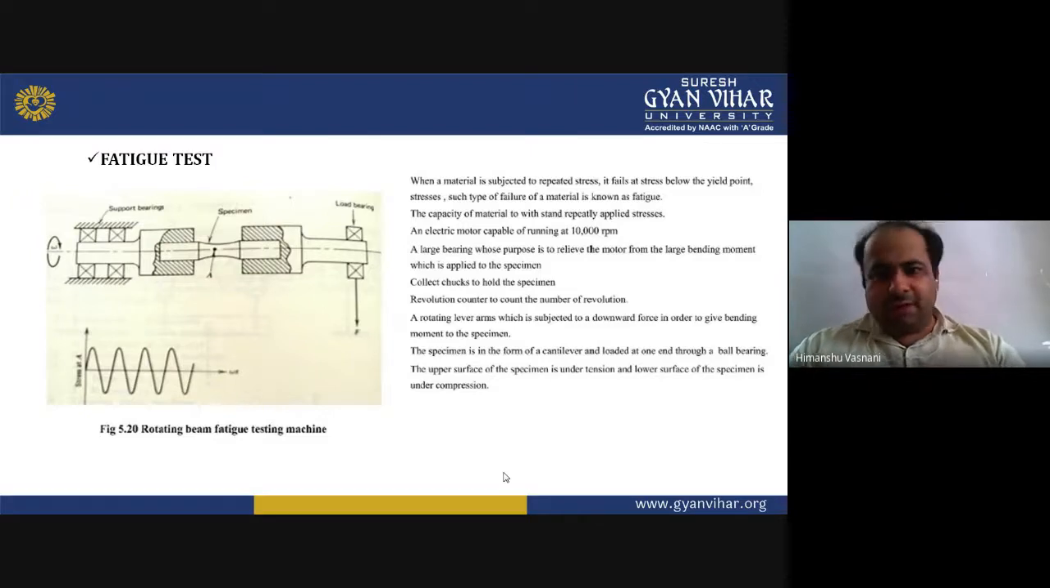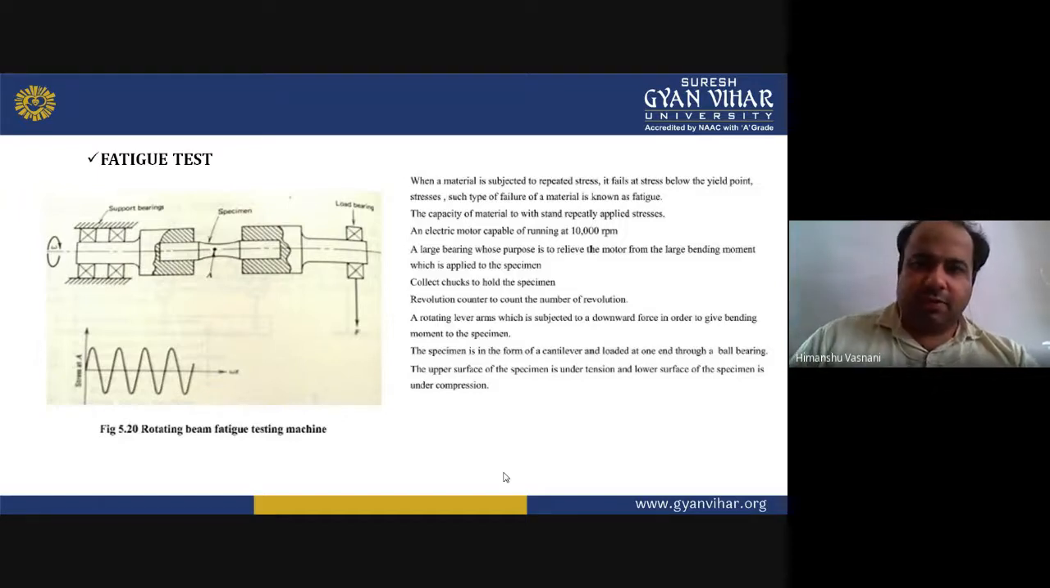So when a material is subjected to repeated stresses and it fails at a stress below the yielding point, such type of failure of a material is known as fatigue, and this test is known as a fatigue test. So you can say this is the capacity of a material to withstand repeated applied stress. This is called a fatigue test.